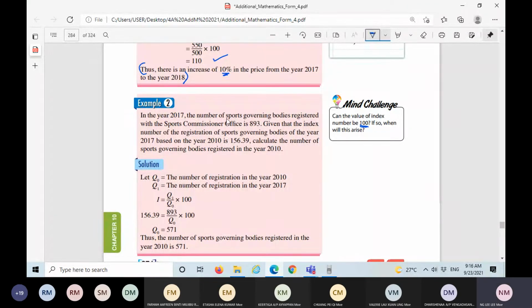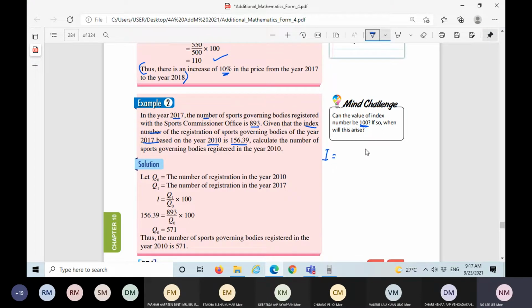This one is not related to price, but is still related to number, and then we still want to calculate the index number. Okay, year 17, this is a number. Then they give you the index number for your year 17 based on the year 2010 is this. So I write it out.